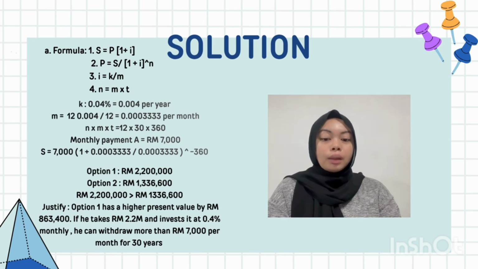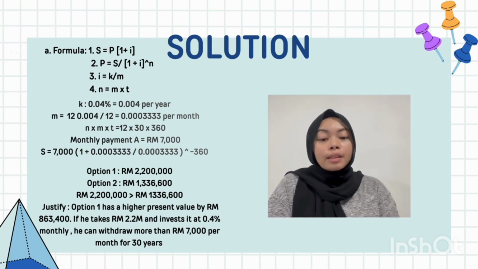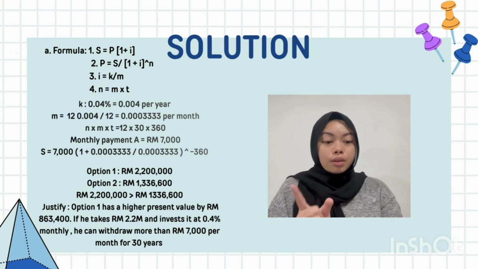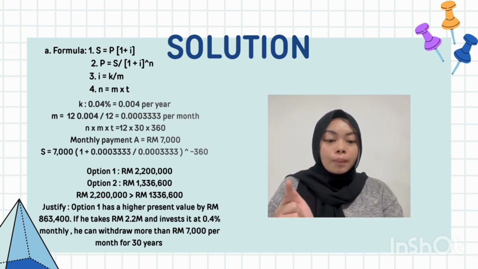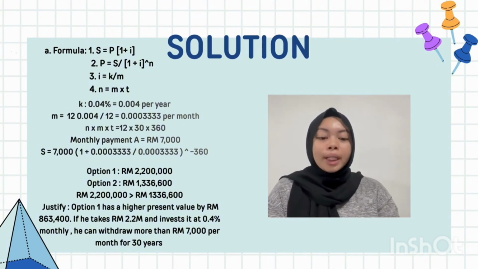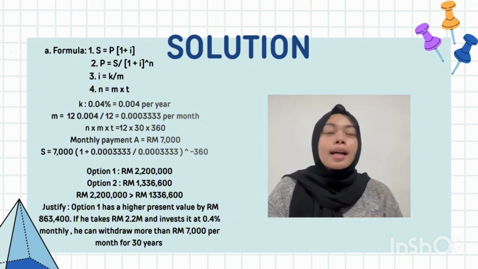For the next, we are going to use n equals m multiplied by t. So 12 multiplied by 30, which is 360. And for the monthly payment, we are going to get 7,000 ringgit. Then 7,000 ringgit multiplied by (1 minus (1.0003333) to the power minus 360) divided by 0.0003333. For option number 1, we are going to get 2,200,000, and for option number 2, 1,336,600. So that's the answer for question 2A.